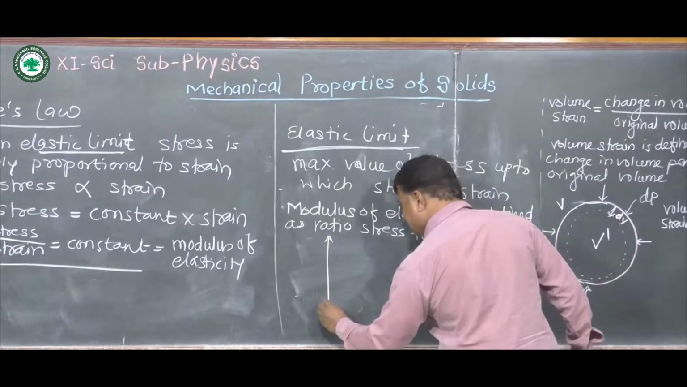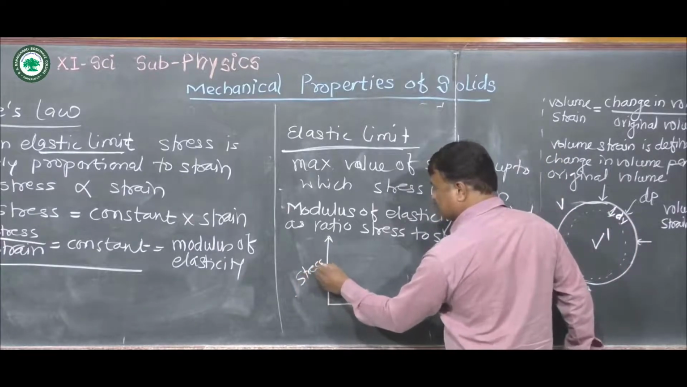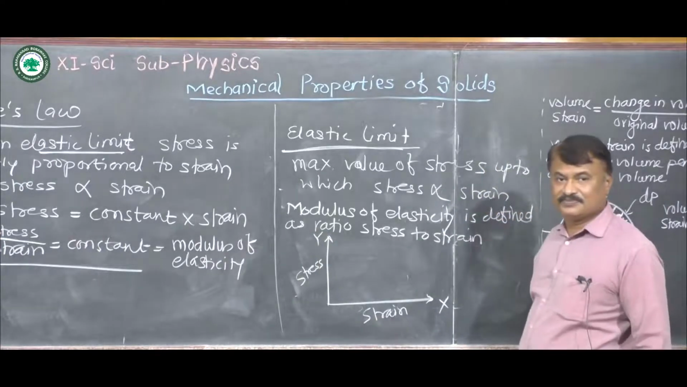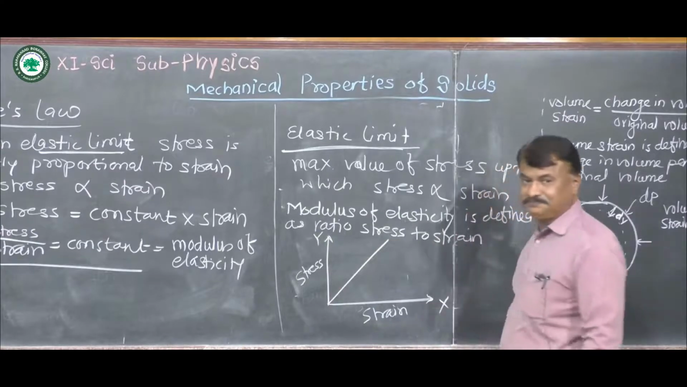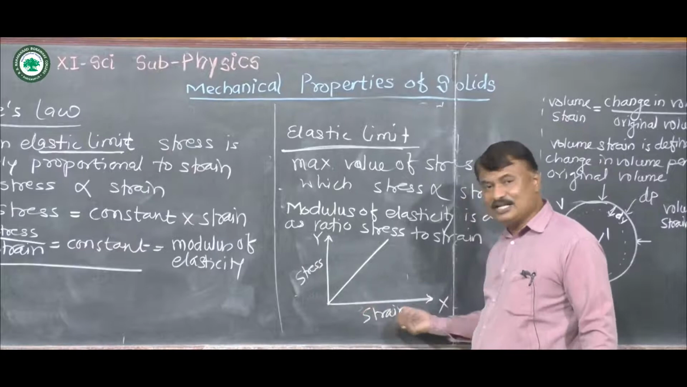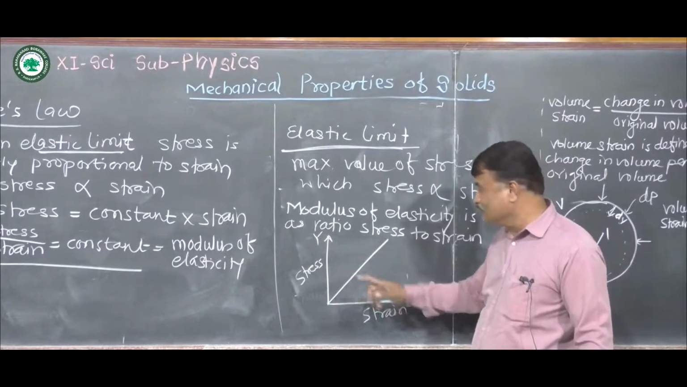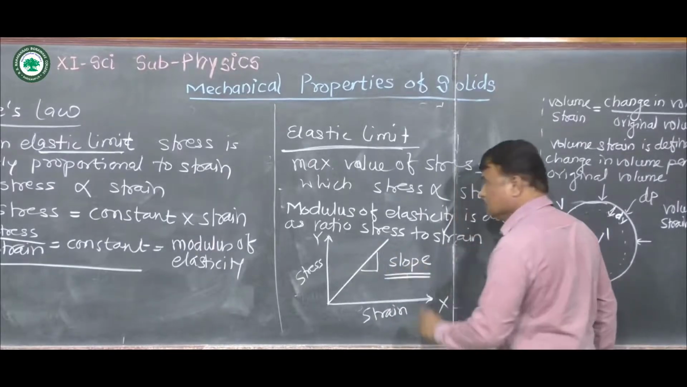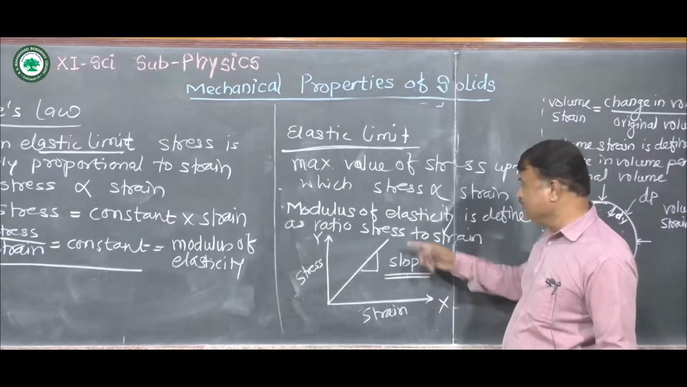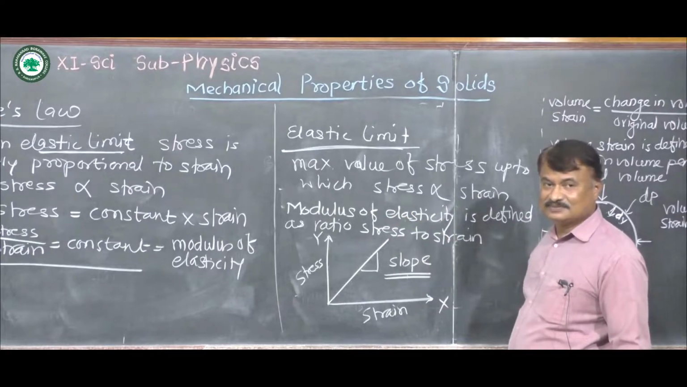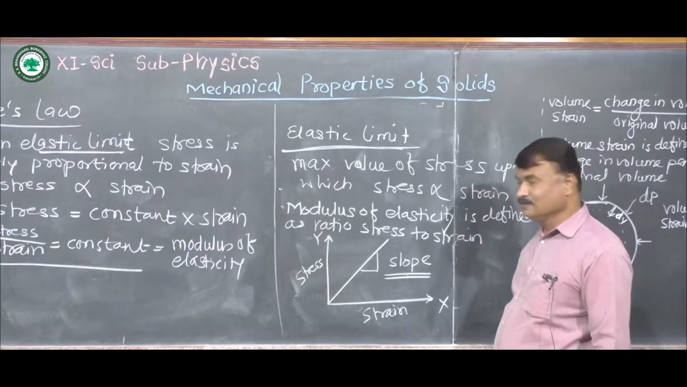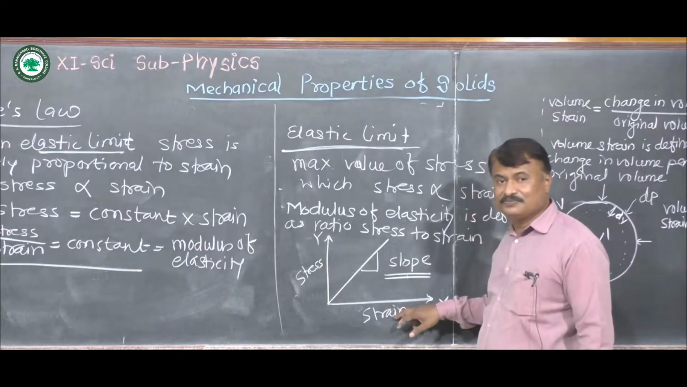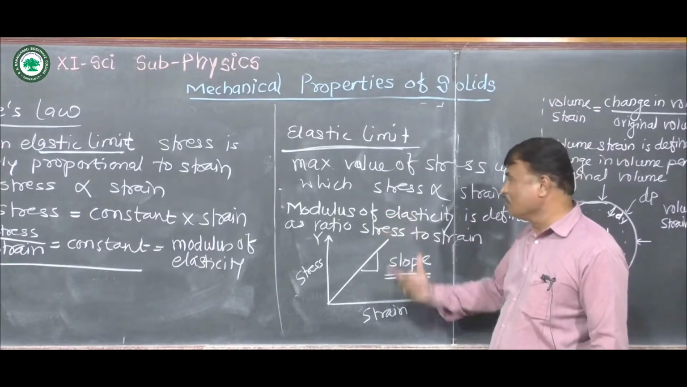According to this definition, we can plot a graph of stress against strain, with strain along the x-axis and stress along the y-axis. The nature of the graph is a straight line passing through the origin, which shows that as stress increases, strain also increases. Now the slope of this graph gives us the modulus of elasticity. So another definition of modulus of elasticity is the slope of the stress strain curve in the elastic region.